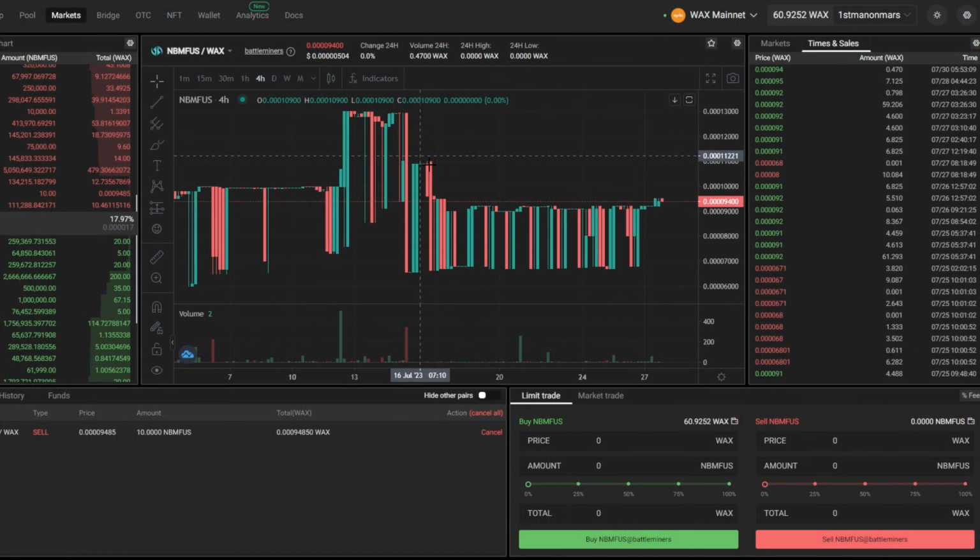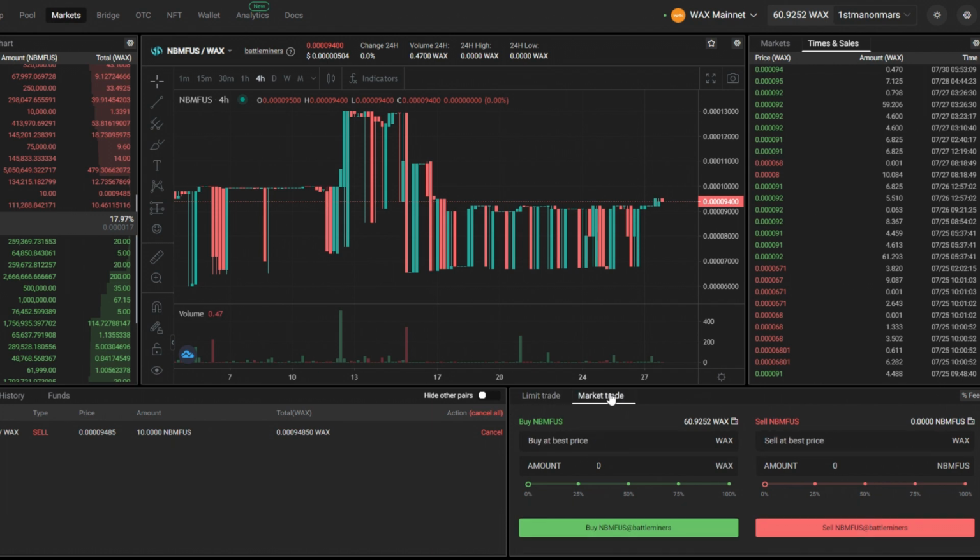If a player is in a hurry and needs resources immediately, he can use the market trade option. This option allows players to buy or sell at the first available price. Let's take a quick example. If, for instance, we are ready to spend 1000 wax to buy some Fusium right now, we can input this number and click on Buy.